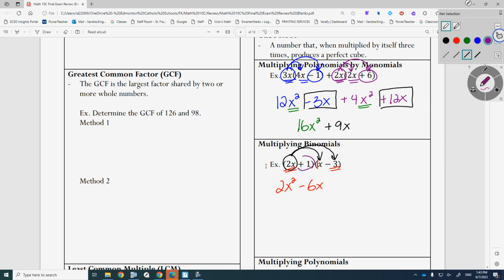I would then go and I would distribute in the plus 1. So plus 1 times 1x will give me plus 1x, and 1 times negative 3 will give me negative 3. Then put your like terms together. So there's no x squared, so bring that down. Negative 6 plus 1 would give you negative 5x's, and then bring down the minus 3. And that would be your expanded form for those two binomials.